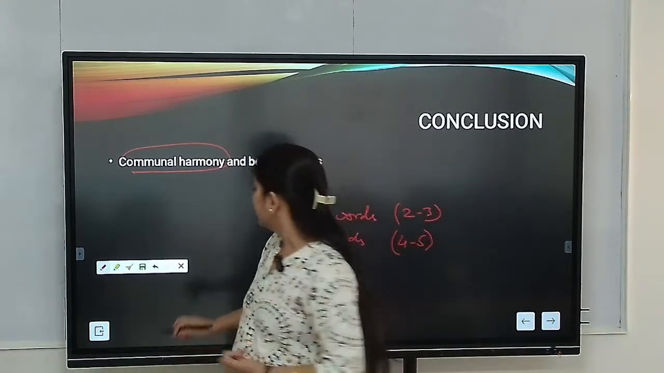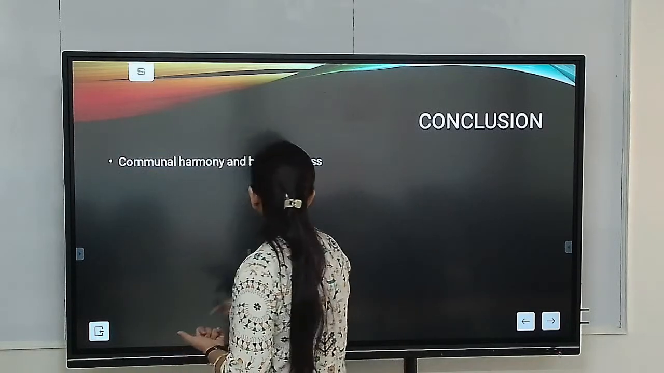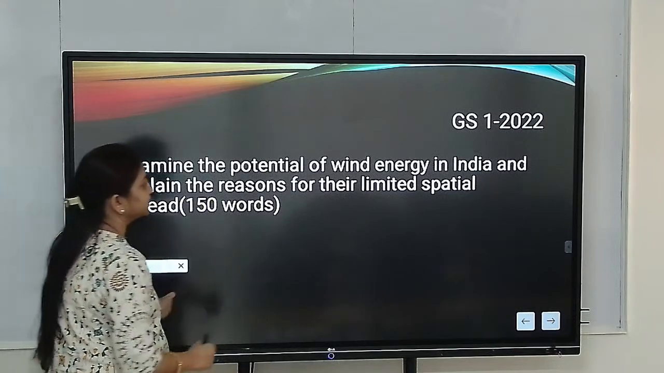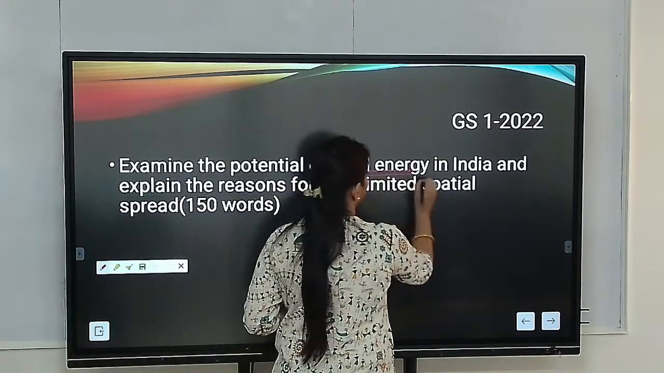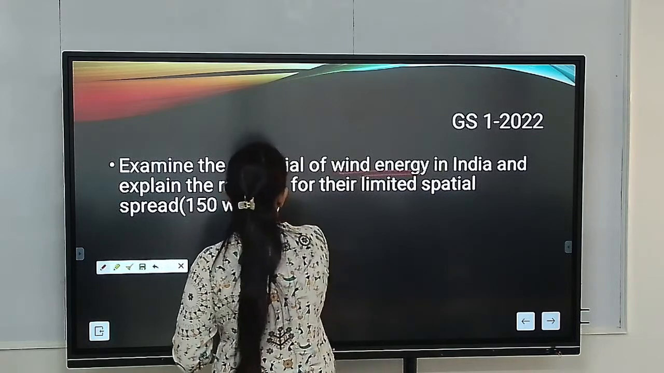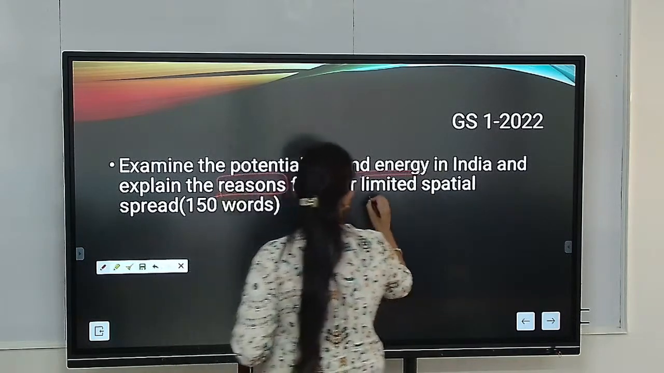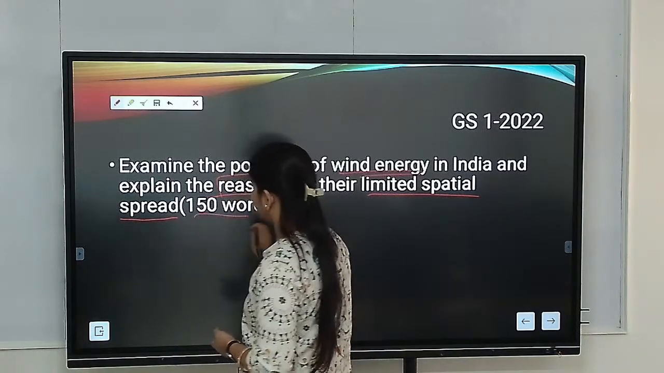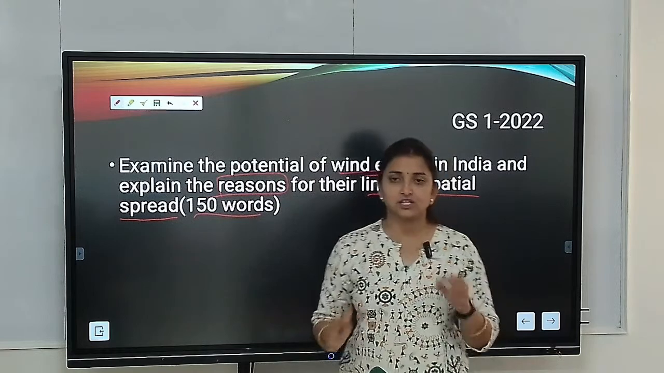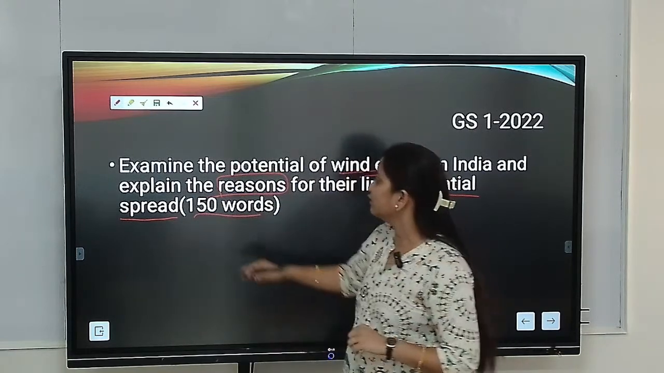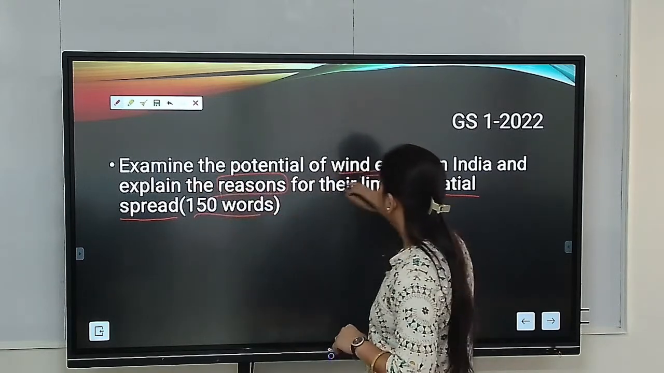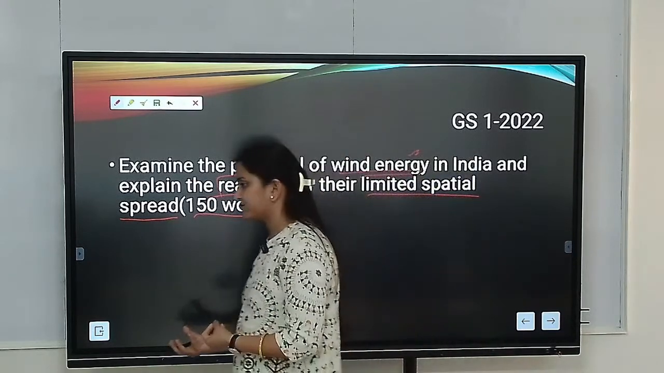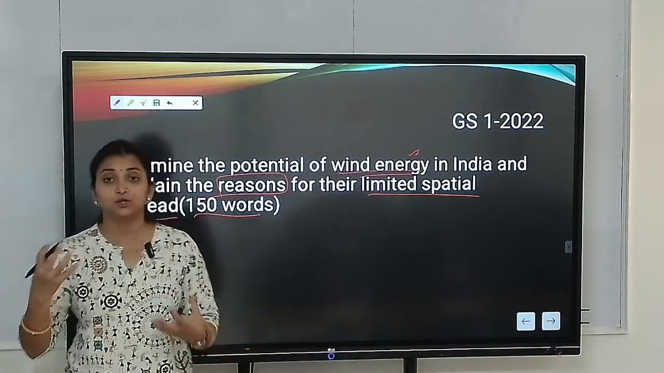Okay. Now let us move to the next question. Our next question says, examine the potential of wind energy in India, and explain the reasons for the limited spatial spread. So basically this is a 150 words question, so we will have an introduction and conclusion of only 2 to 3 lines. Now it says that we need to examine the potential of wind energy. Okay. So what is the net potential? How much we are generating and what is the total potential are two different things, right?